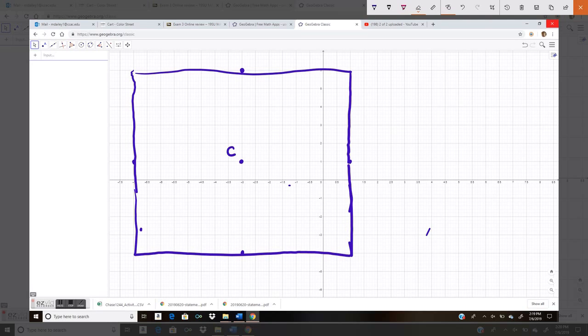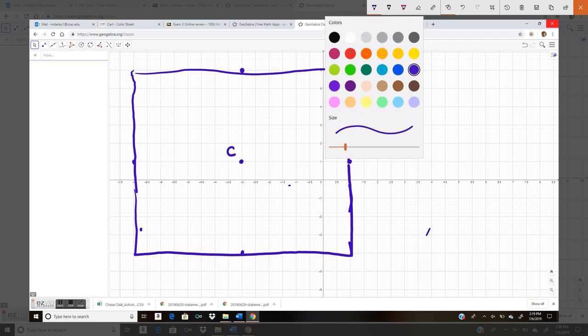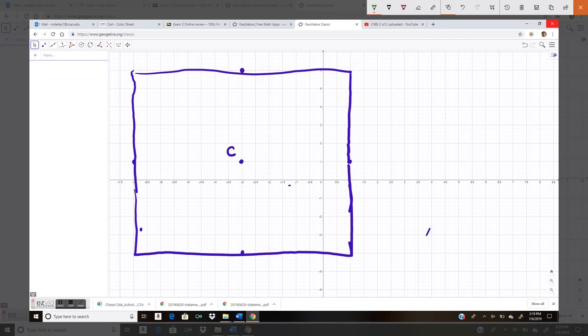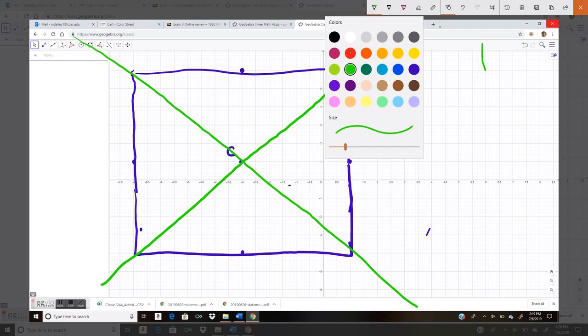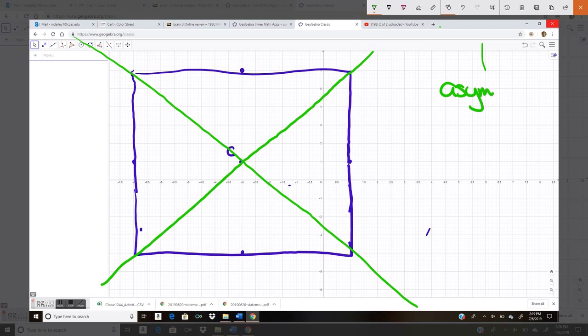Now that we construct the box, that means we can go ahead and construct our asymptotes. Remember, our asymptotes are going to go from the corner through the center to the other corner. So in other words, we're getting a nice diagonal there. And then we're going to construct the same diagonal going in the other direction, through the corner, through the center, to the other side. Now these in the green, those are our asymptotes.